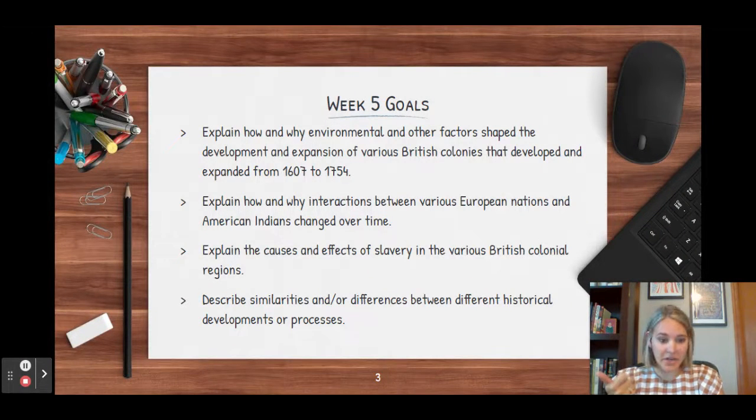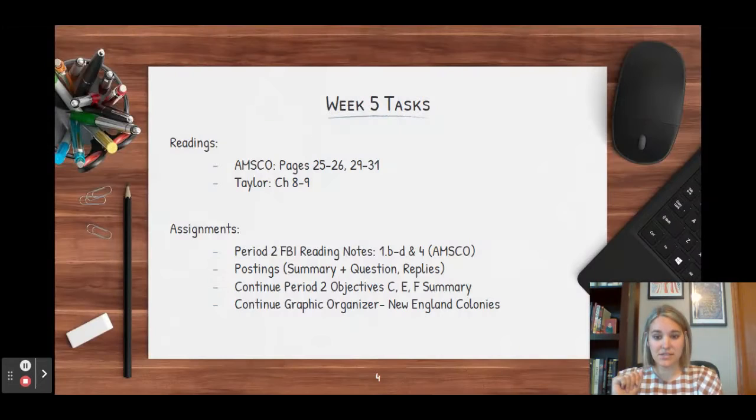We're looking at the environment and other factors and how that shaped the British colonies. We're looking at how the British colonies interacted with American Indians, and we're looking at slavery. So these 3 concepts we looked at with the Chesapeake last week. Now this week we're focusing on New England. And then our final objective is connected to the task of comparison. Describe similarities and or differences between different historical developments or processes.